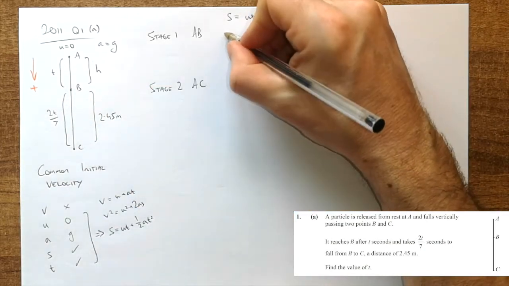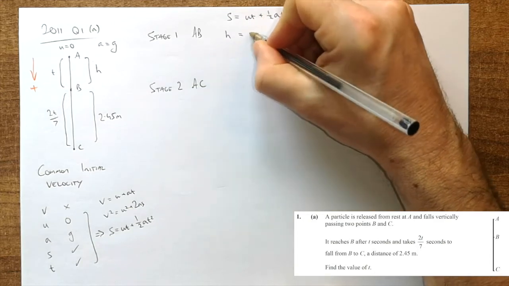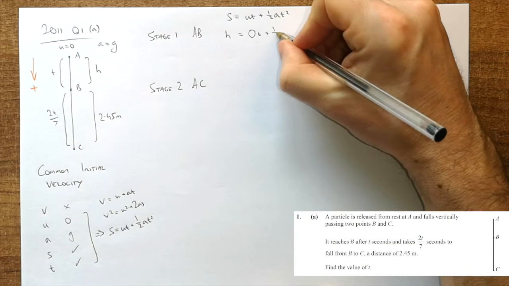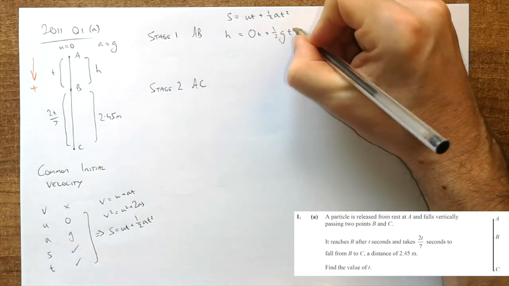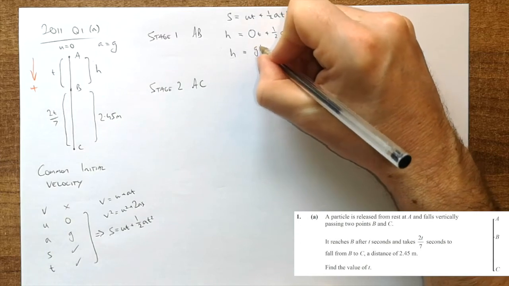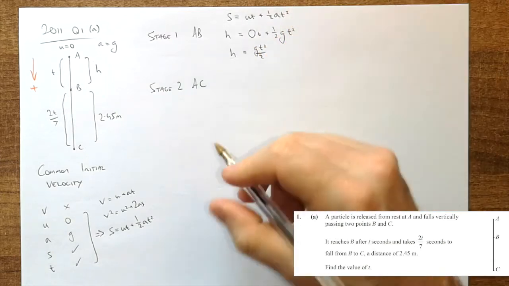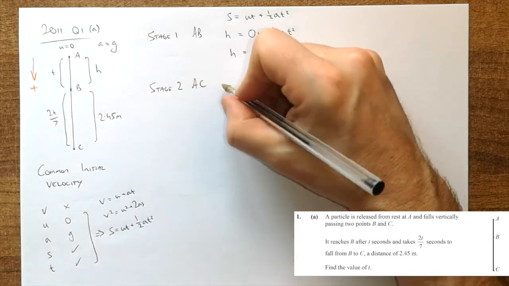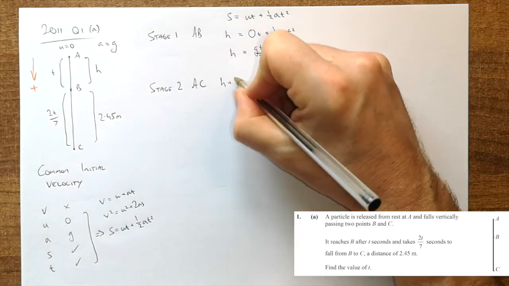Well, AB, displacement is h. Okay, 0t plus a half gt squared. So h equals gt squared all over 2. Okay, that one's fairly handy. What about A to C? Well, the displacement is h plus 2.45.